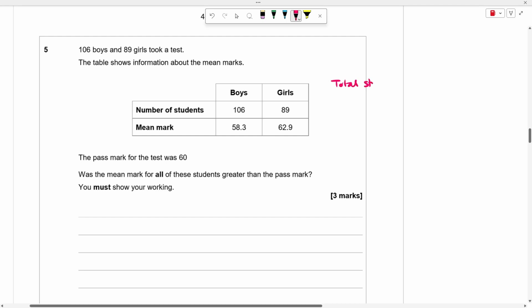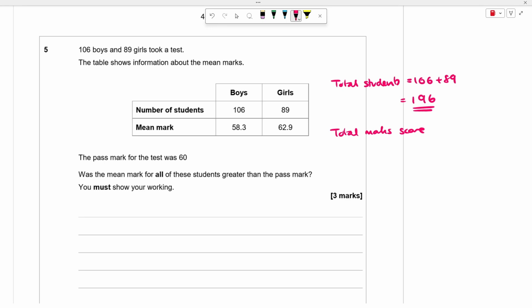So we know that the total students is going to be 106 plus 89, which gives me an answer of 196 in total. Now the next thing for me to do is to work out what the total marks score is for all of the 196. So if we added up all of the 196 student scores, what marks do we end up with at the end? Well, to do this, we need to work out the total. It's the mean multiplied by the number of numbers.